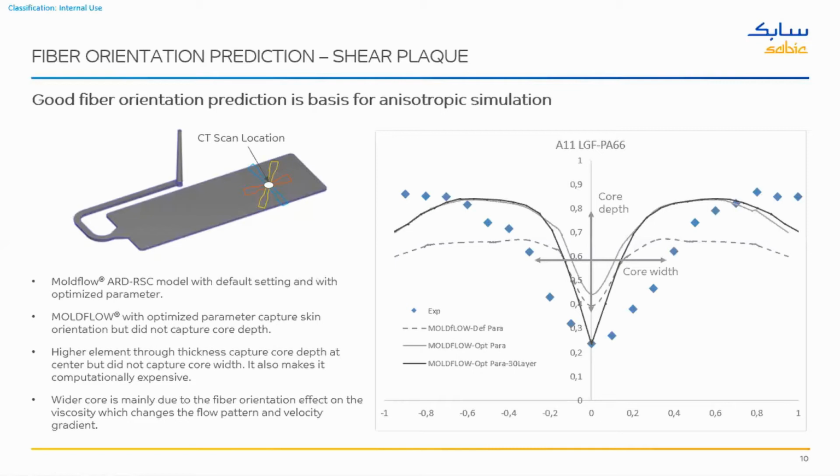So the other additional approach we have taken in this study is to try to increase the number of mesh elements through the thickness of the parts. So we have gone up to 30 layers per thickness. With that, what we could see is we could capture the core depth to a certain accuracy. As you see, at z equal to 0, we could capture it quite well. But still it cannot capture mainly the core width part of it and the transition part of it.